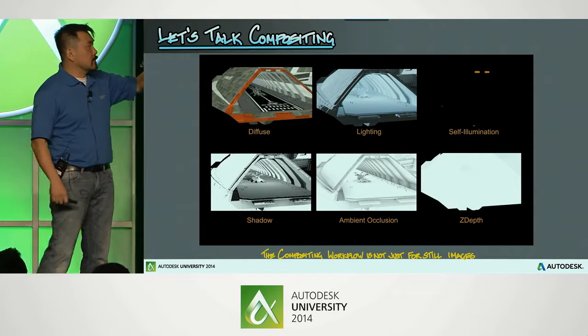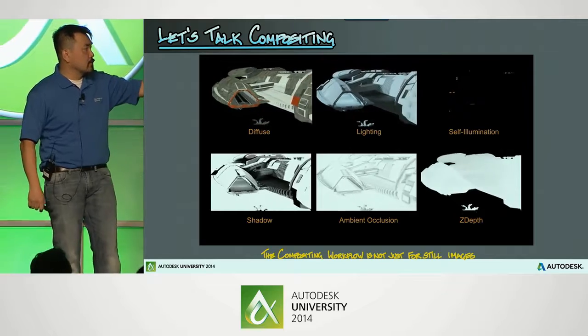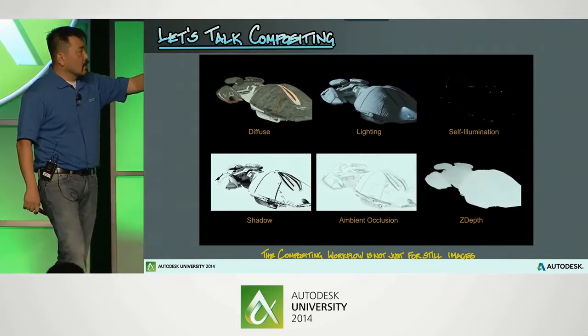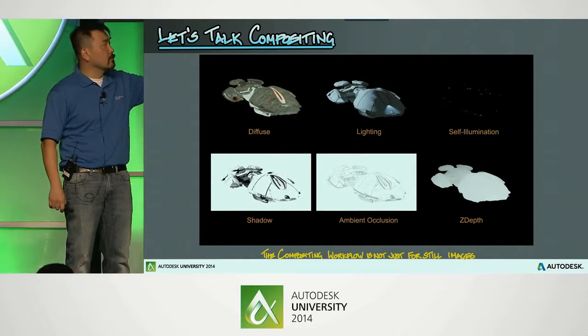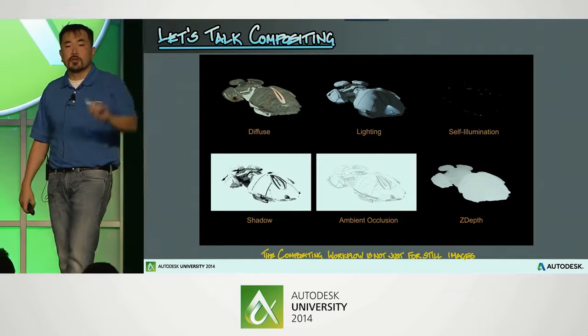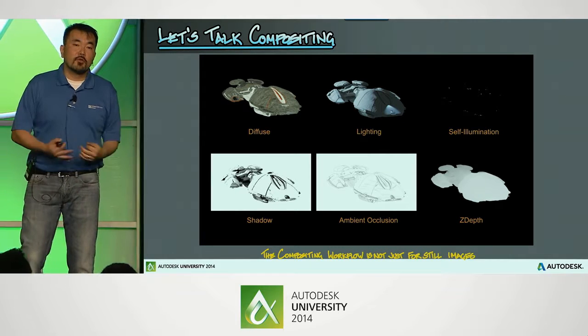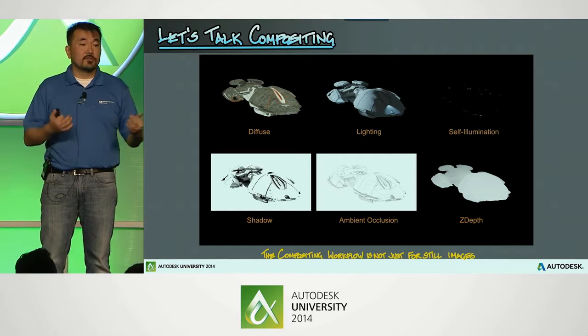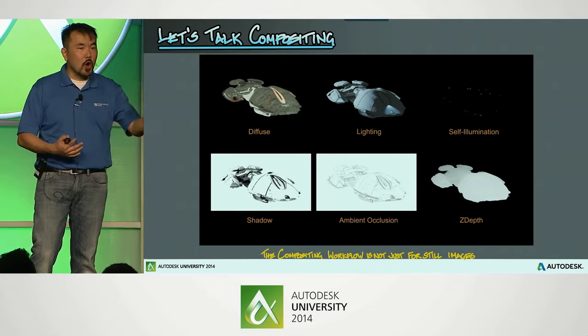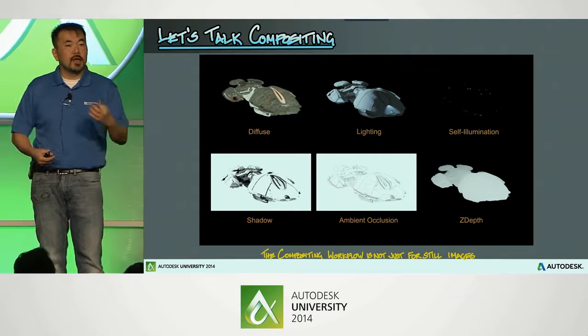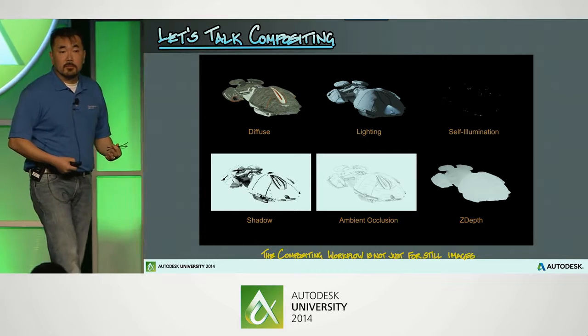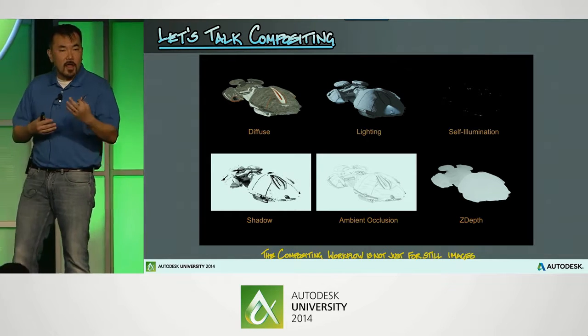So the diffuse, basic colors, the lighting, the shadow, the ambient occlusion, the Z-depth. I had a particular element called the self-illumination element. That particular one I didn't show you because it's not a critical one, but I like to render it out when I have self-illuminated materials because it allows me to target those out and do my lighting effects more accurately. Right? And there are a lot of elements you can choose from.